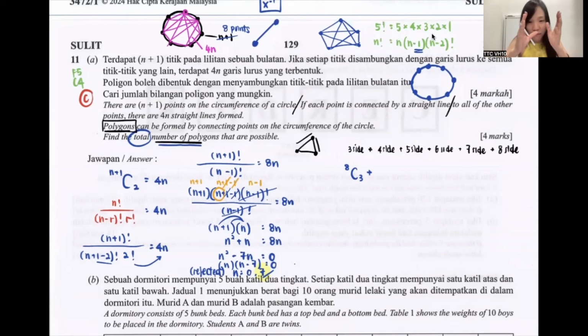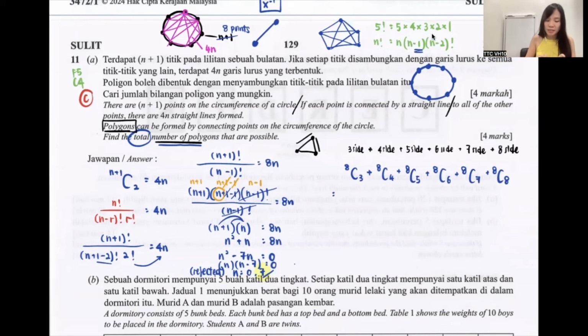So we can have a 3-side polygon or a 4-side polygon. 8 points, choose 4. Or 8 points, choose 5. Or 8 points, choose 6. Or 8 points, choose 7. Or 8 points, choose 8. So 8C3 plus 8C4 plus 8C5 plus 8C6 plus 8C7 plus 8C8.